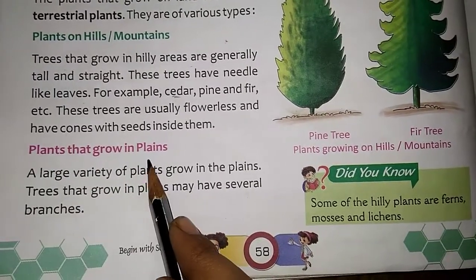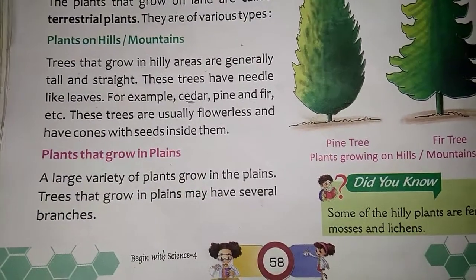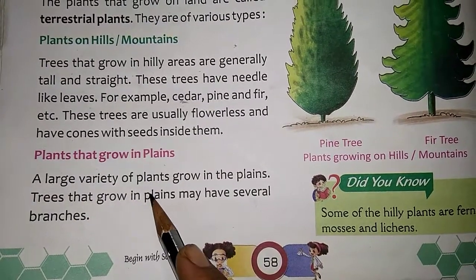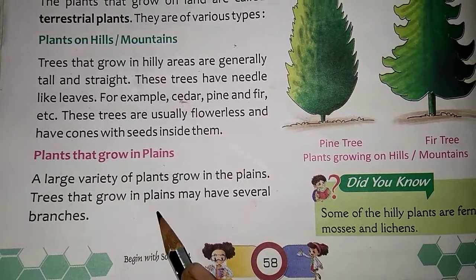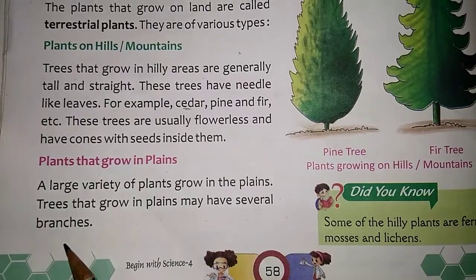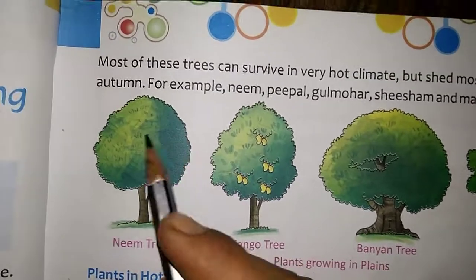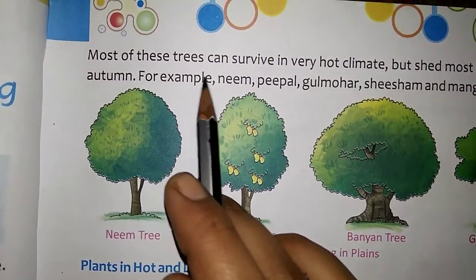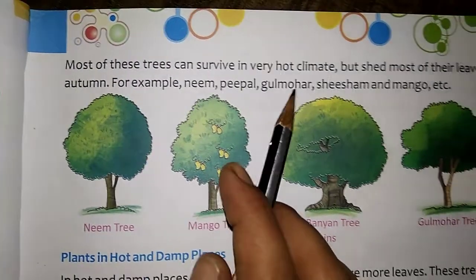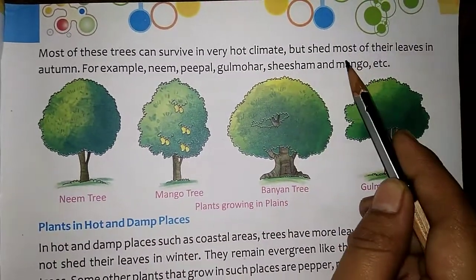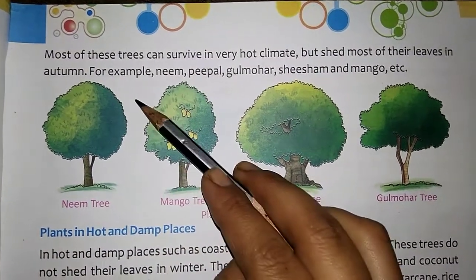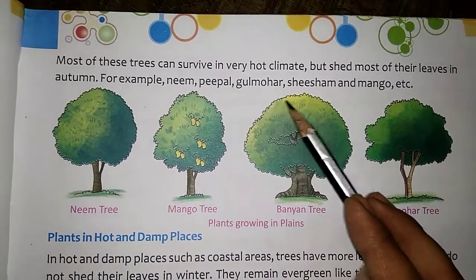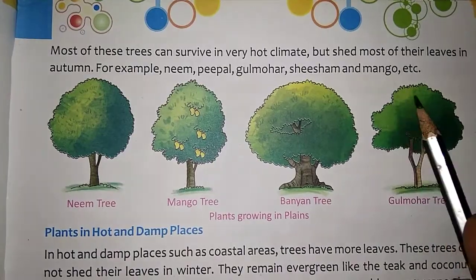Plants that grow in plain. A large variety of plants grow in the plain. Trees that grow in the plain may have several branches. Most of these trees can survive in very hot climate but shed most of their leaves in autumn. For example, neem, peepal, gulmohar, shisham and mango, etc.